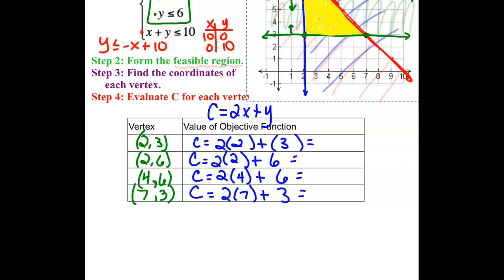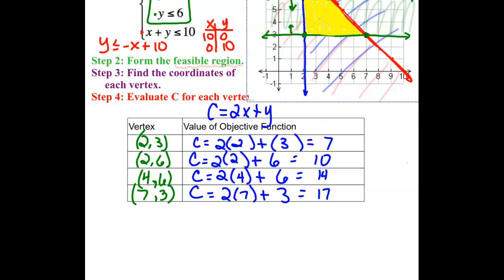The first one, 2 times 2 is 4, plus 3 we would have 7. Our second one, 2 times 2 is 4, plus 6 gets us 10. Our third one, 2 times 4 is 8, plus 6 is 14. And our last point here, 2 times 7 is 14, plus 3 is 17.